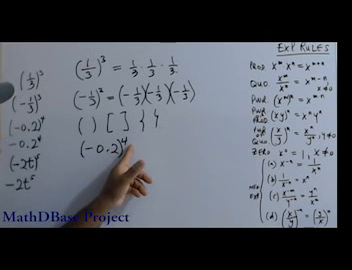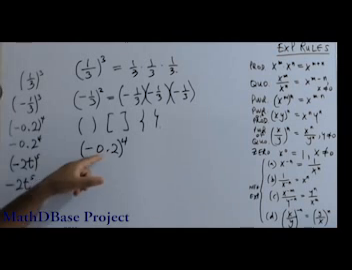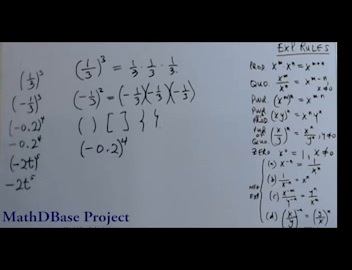The exponent is 4. In this situation, negative 0.2 raised to the 4th looks similar to this one, but there's no grouping symbol here. So the negative sign is not affected by the exponent. Only the 0.2 is affected by the exponent of 4.